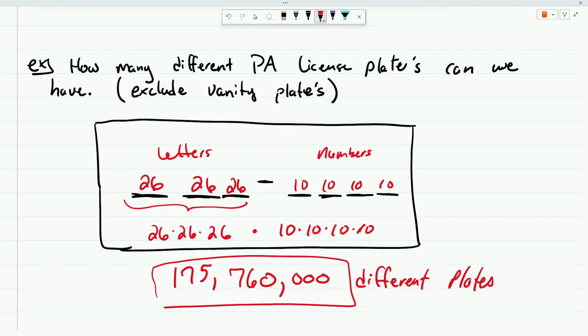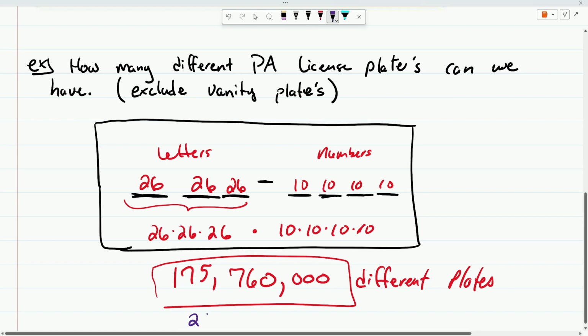And just to give you an idea, the total population of the United States is about 275 million right now. So this is the entire country. We are just one state out of that. So the answer is no. We're not going to ever exhaust the number of license plates we can have.